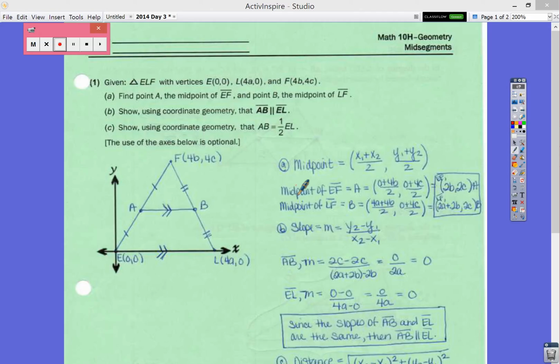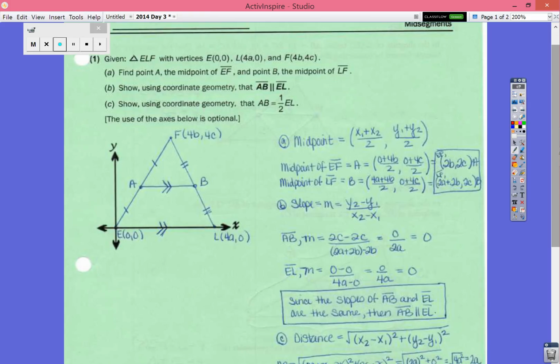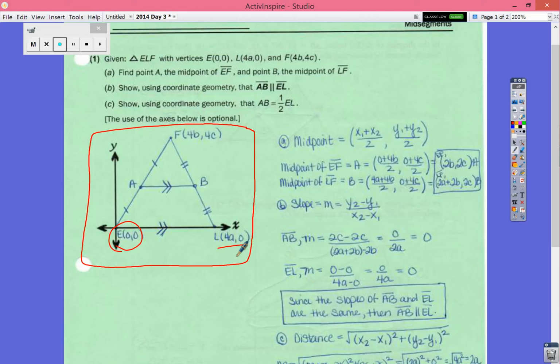In taking a look at this coordinate geometry proof, again, many of the proofs will state that the use of the accompanying grid is optional, so you don't necessarily have to graph it. But just to quickly discuss how I did it, I knew where E was right there at the origin. Its coordinates were 0, 0. I knew that L had to be on the x-axis because y was 0. And then I just placed point F up here so I could appropriately draw the triangles.